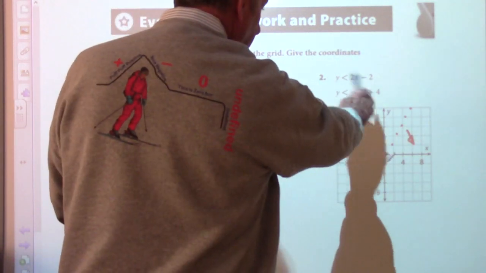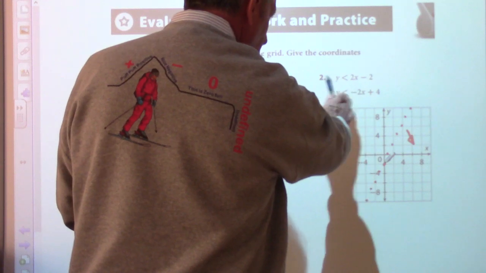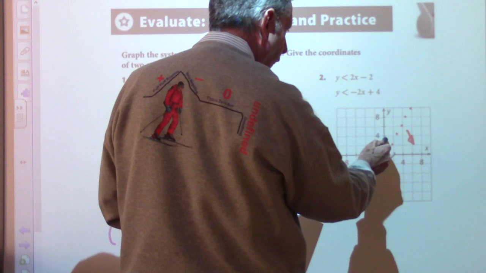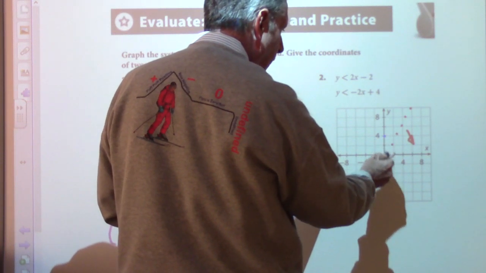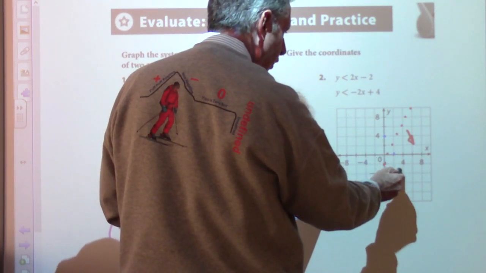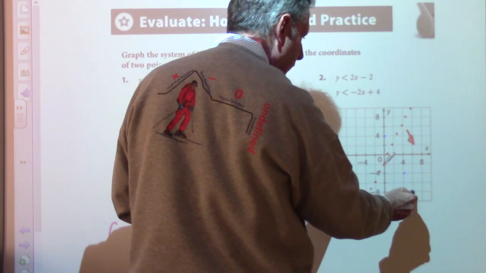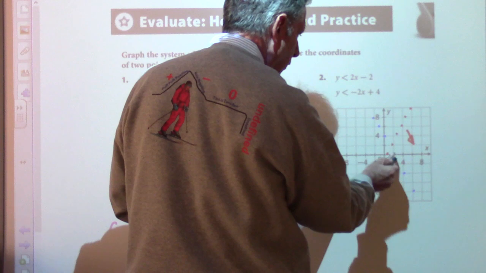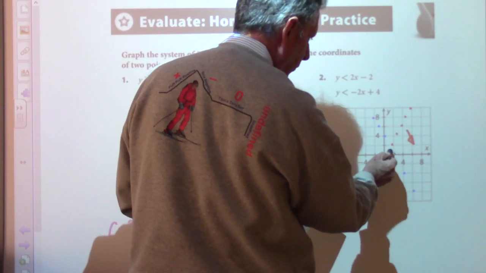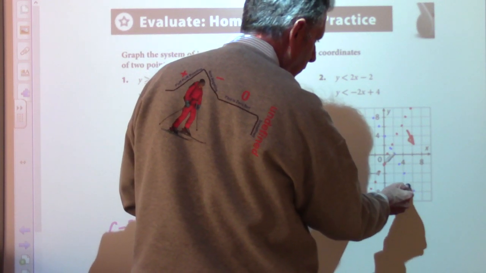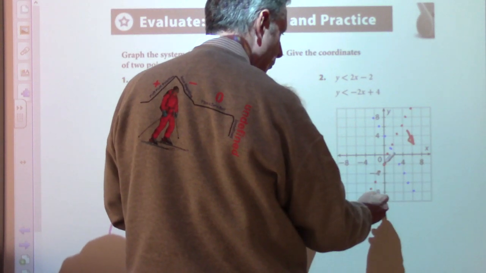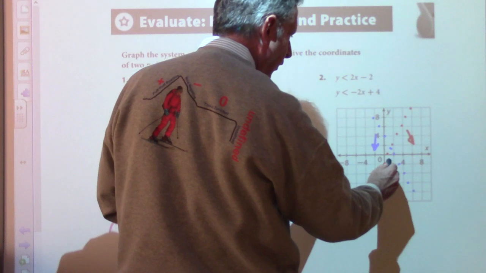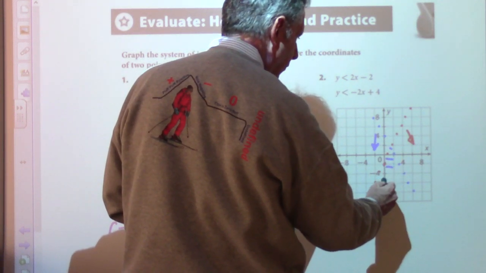Next, we have this one here, not equal to and less than -2x plus 4, so up to 4 here, and then down 2 over 1, like this. And shaded which way? Below the blue one. So the common shaded area is in here, right?